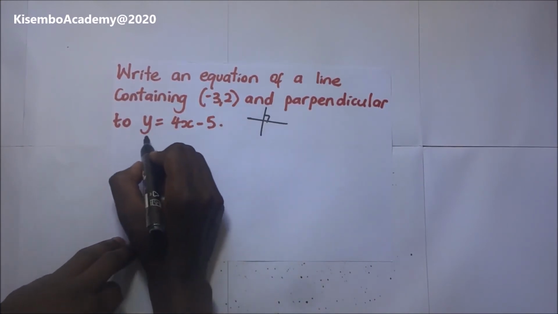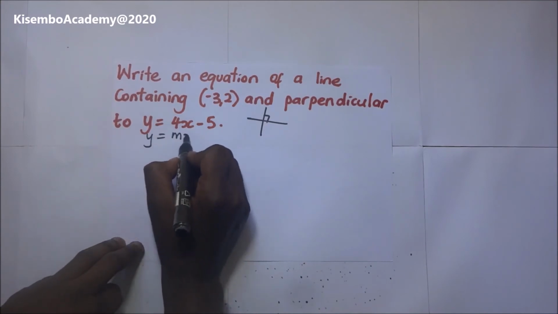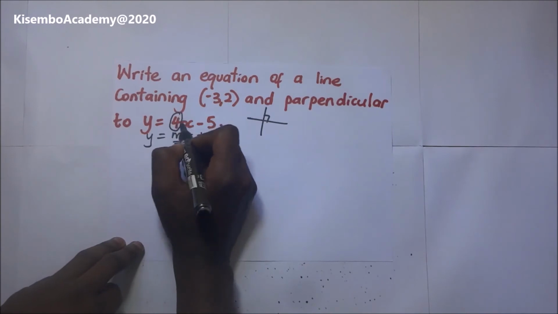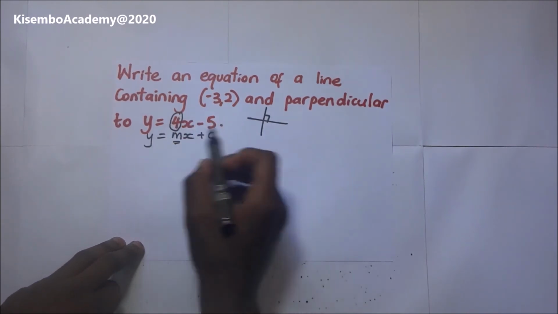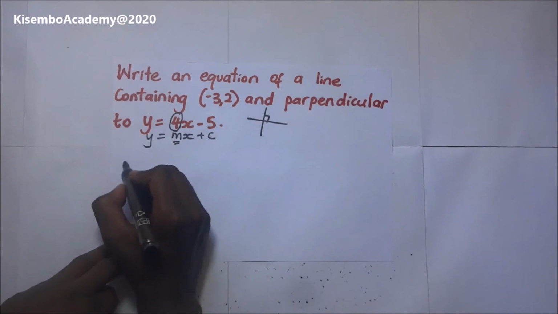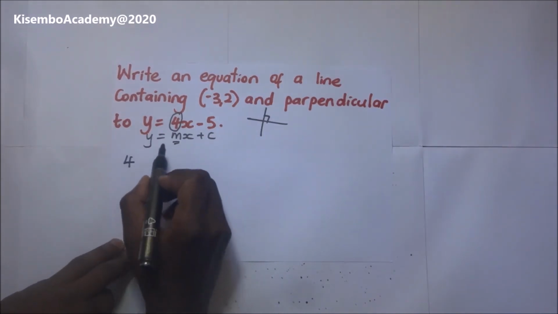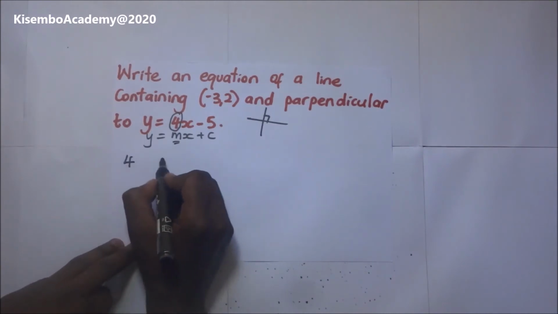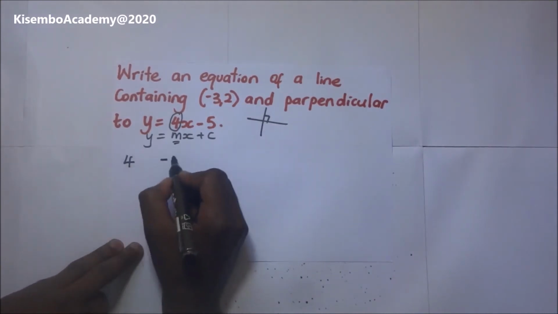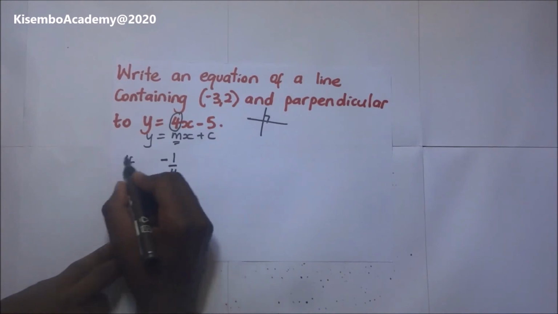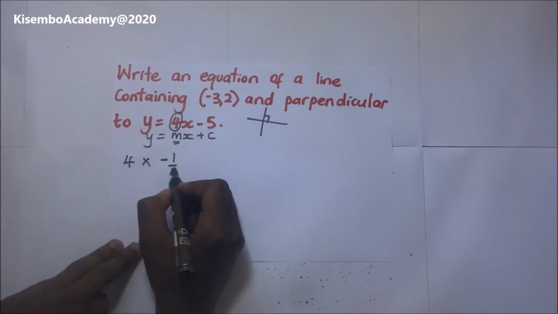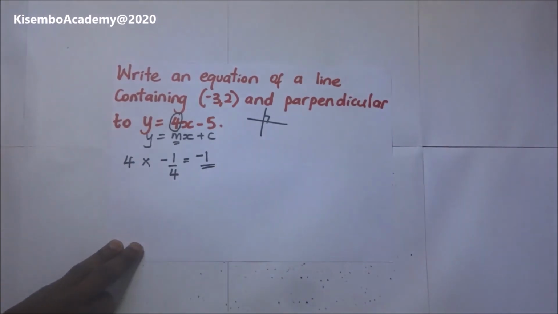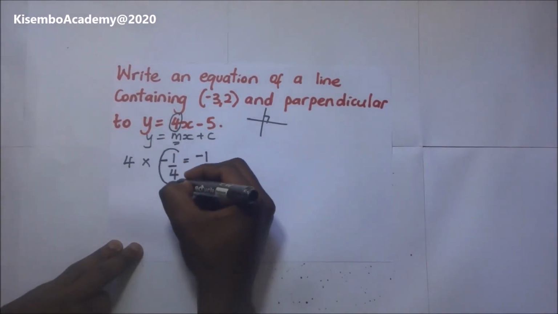So this is in the form of y is equal to mx plus c, and the value of m in this case is 4. If the line we are looking for is perpendicular to this line and the gradient of this line is 4, it means the gradient of the other line is the negative reciprocal of this, so it's negative 1 over 4. When you multiply those two, 4 times negative a quarter gives us negative 1. So the gradient of that other line is negative a quarter.